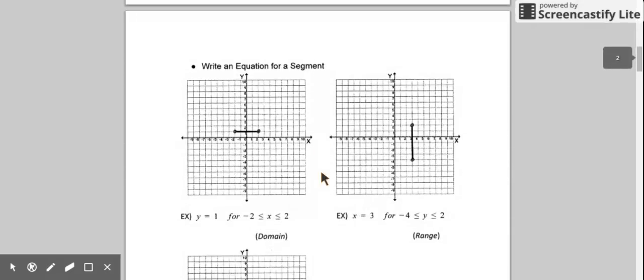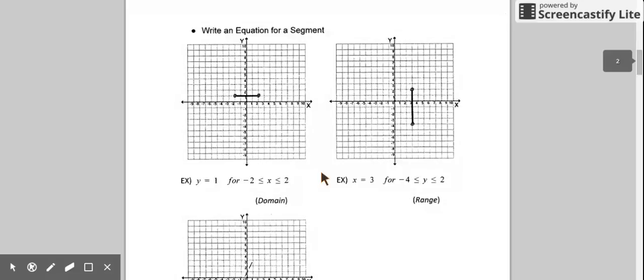We can think about that backwards. Given the graph, can we write the equation? So this is going to be a horizontal line. That's a y equals 1 equation, but for only existing between the x values of -2 and +2. So we state our domain. It's y equals 1, except it only exists in between -2 and +2.